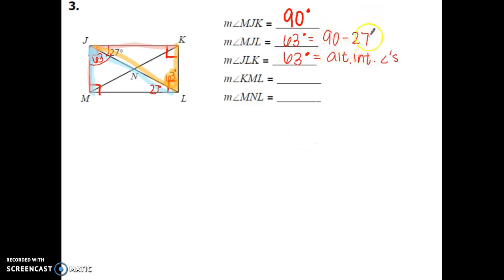Go ahead and write these down. That way, during your quiz, you have something to base yourself off of. So, okay, alternate interior angles, that's good. Then we are looking for KML. So KML, this is a little bit different. We are looking for this angle right here.